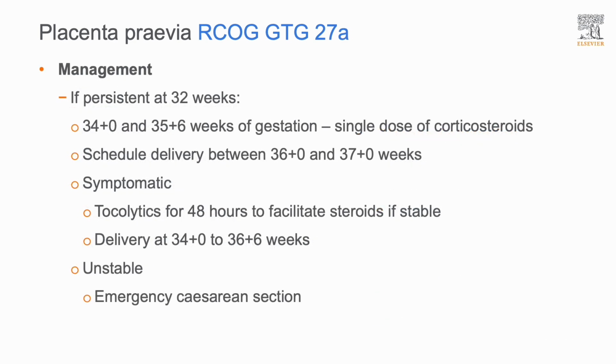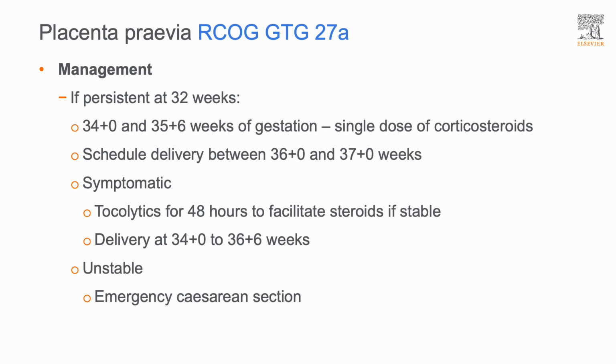It is relatively common for placenta previa to resolve, so if detected at the 20-week scan, it may have resolved by the repeat scan at 32 weeks, resolved spontaneously. Management of previa, if persistent at 32 weeks, if between 34 and 35 plus 6 weeks of gestation, a single dose of corticosteroids is administered to promote fetal lung maturity, and delivery is scheduled between 36 and 37 weeks, as there is a risk of severe postpartum hemorrhage with spontaneous vaginal delivery.